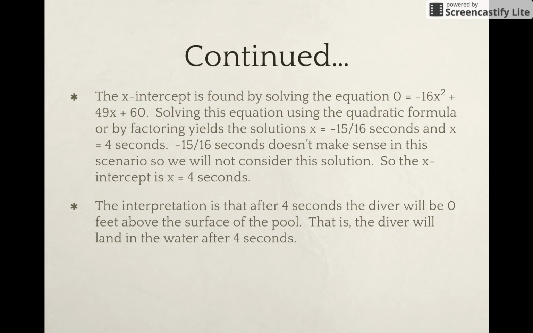The interpretation of our x-intercept is that 4 seconds after the diver jumps, the diver will be 0 feet above the surface of the pool. That is to say, the diver lands in the water after 4 seconds.